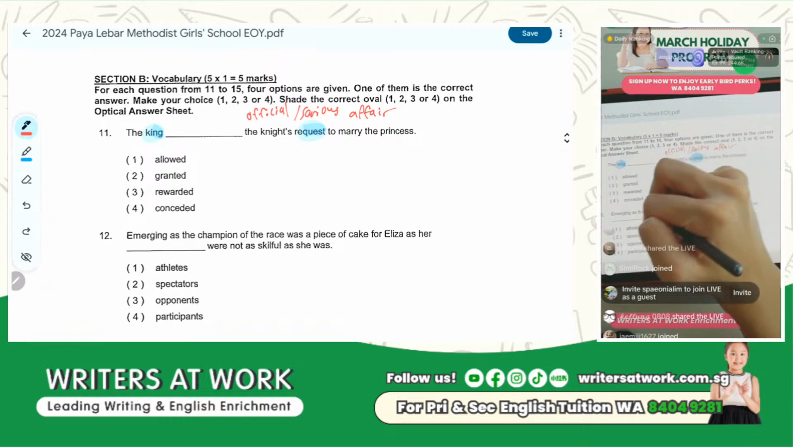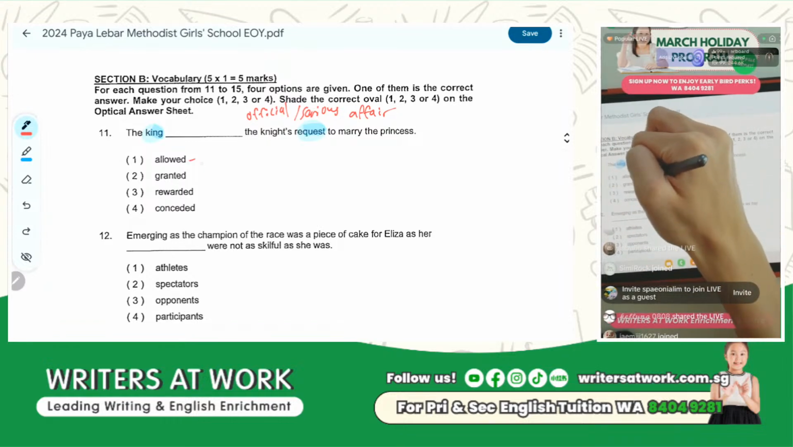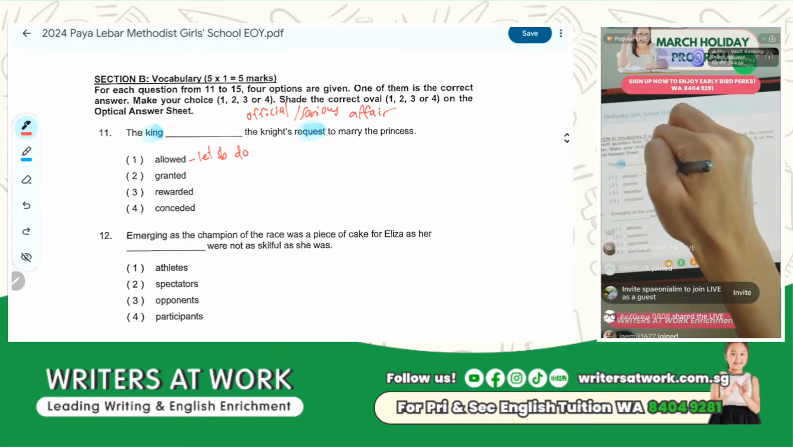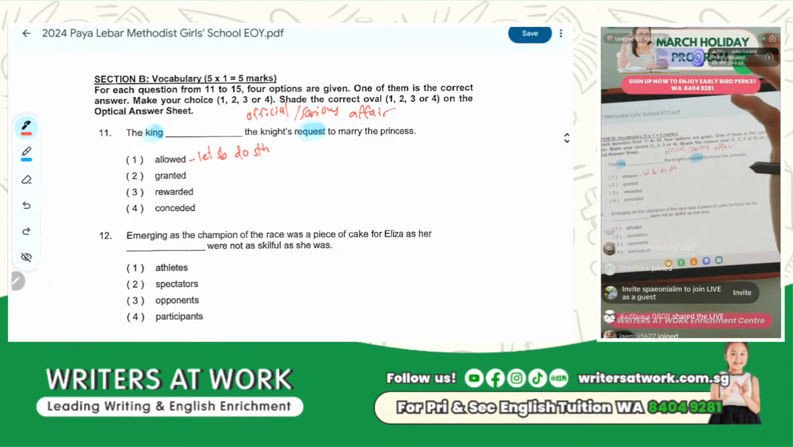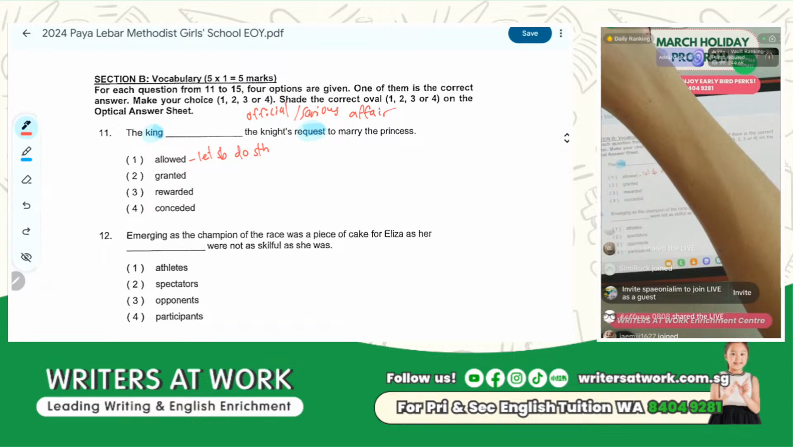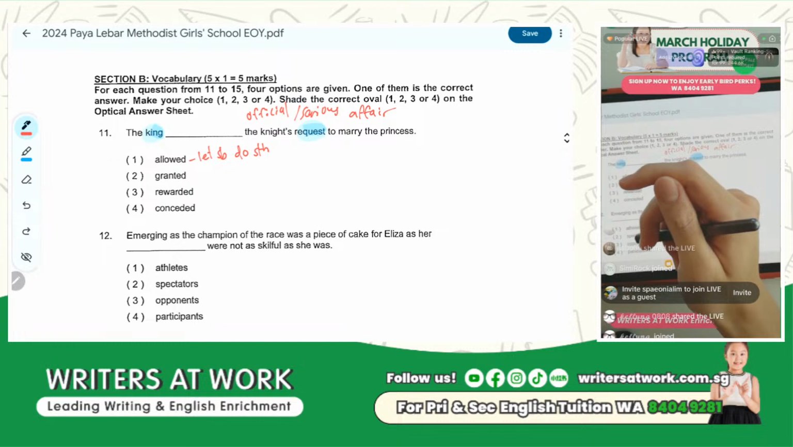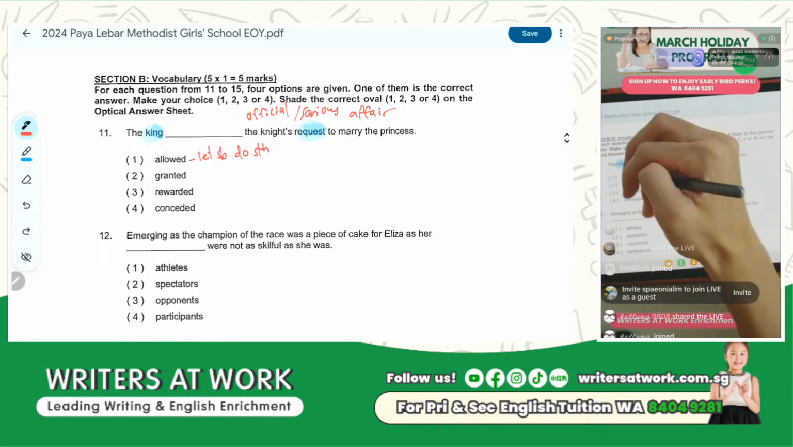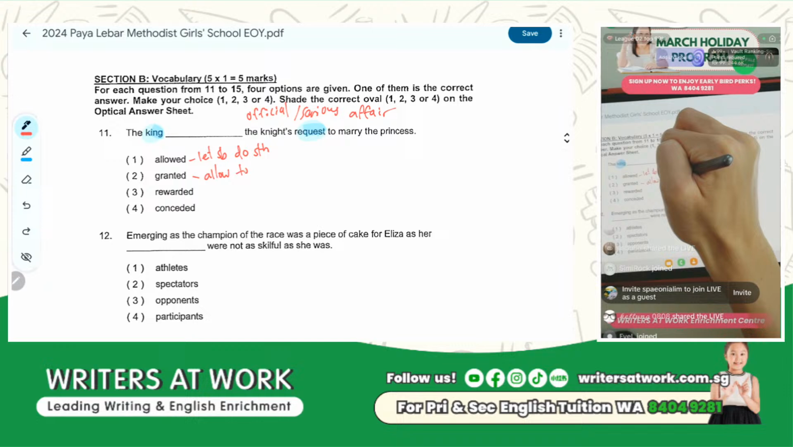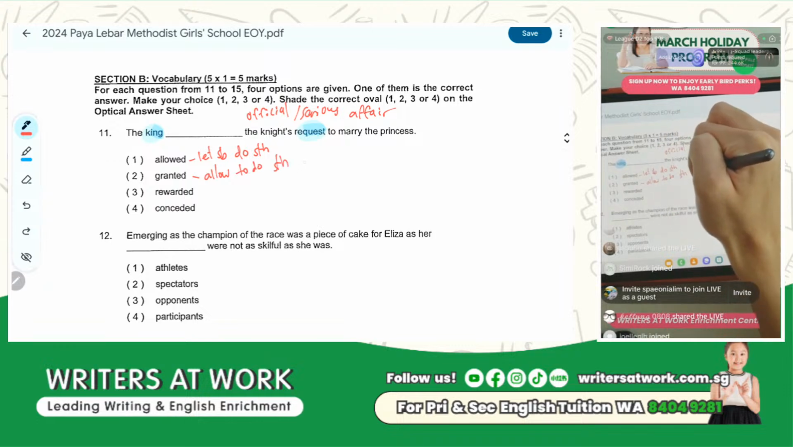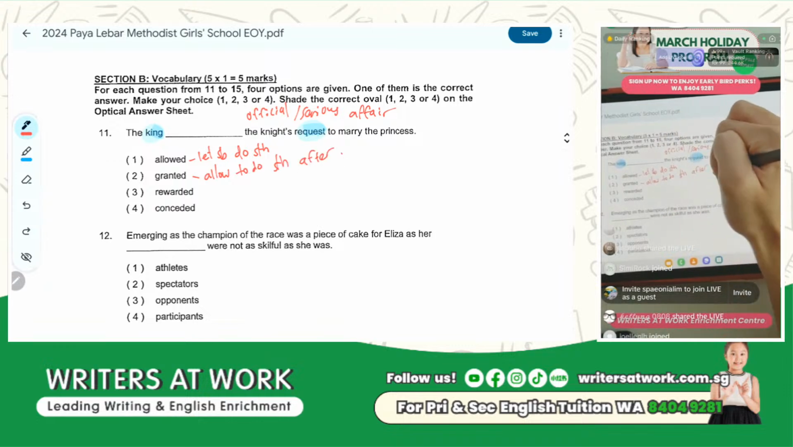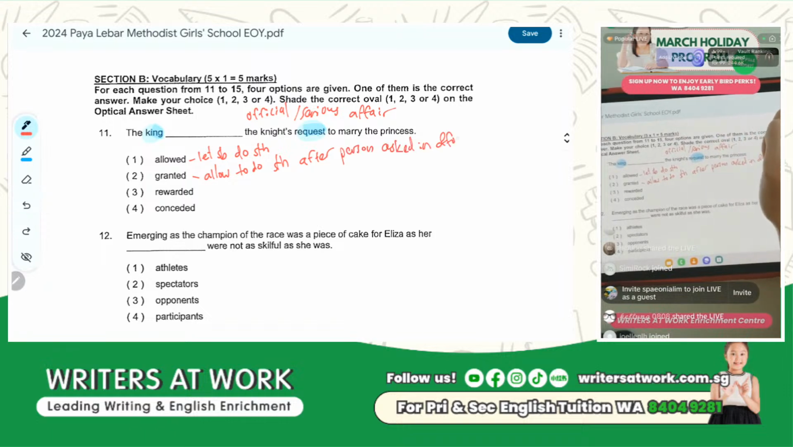Now looking at the options. The first one is allowed. Allowed means you let someone do something. Mother allowed brother to play in the playground. Anybody can say yes to the request, so it's not really something that's very serious. Now look at option 2 here. Grant. Grant means that you allow someone to do something after a person asked in an official way.